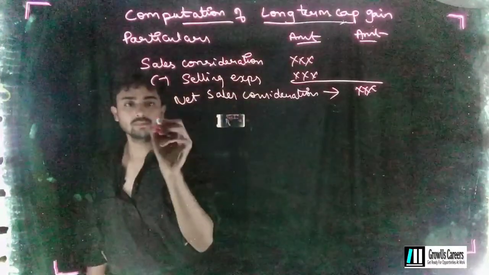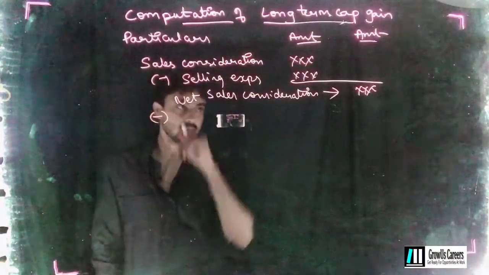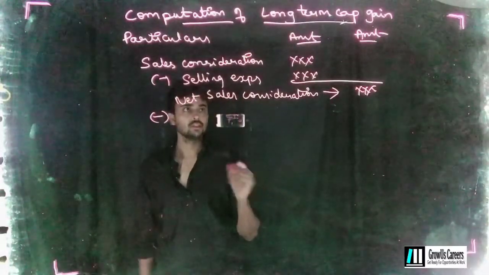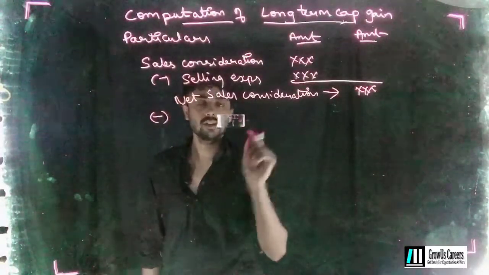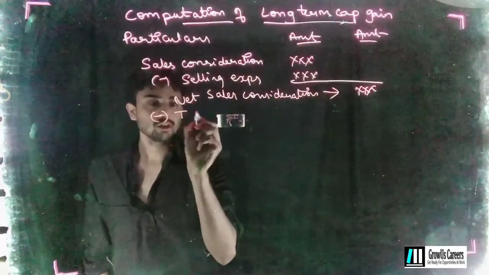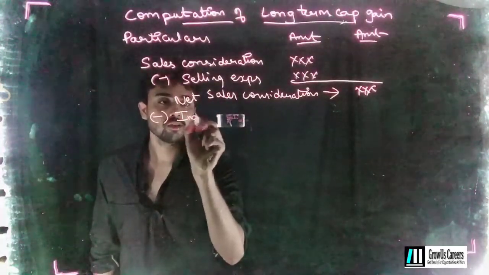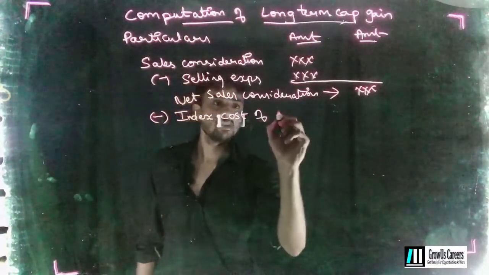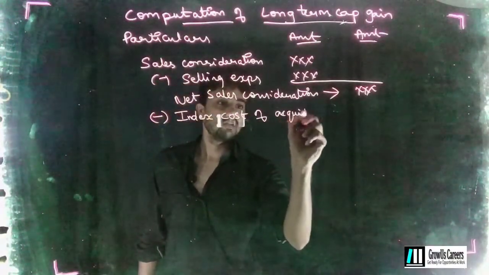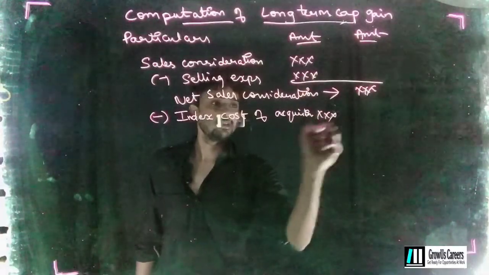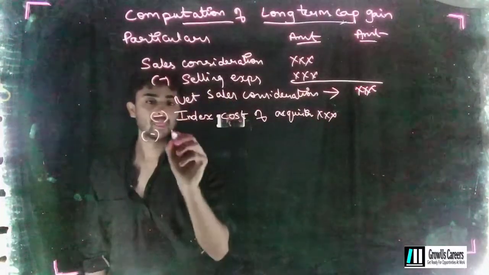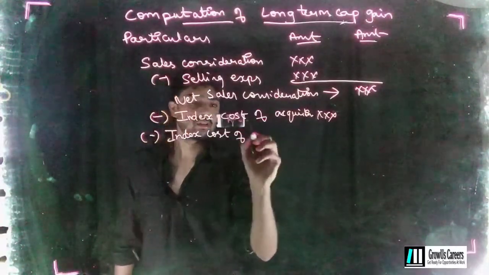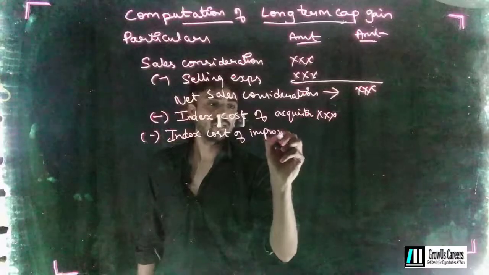So in that we used to deduct cost of acquisition in short-term capital gain, but in long-term capital gain, cost of acquisition will become index cost of acquisition. Index cost of acquisition minus index cost of improvement.